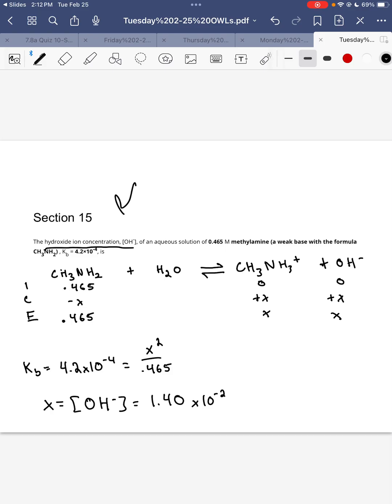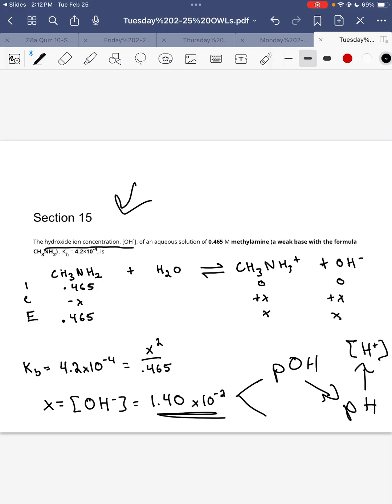Now, it just asked me for hydroxide ion concentration, so I'm not going to go any further, but from here, I could find pOH, I could use that to find pH, I could use that to find concentration of H+, but I'm just going to stop where my answer is.